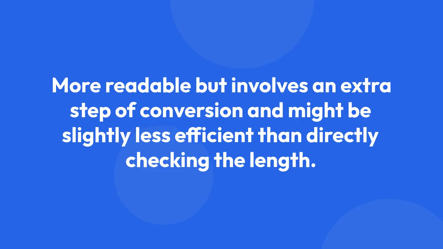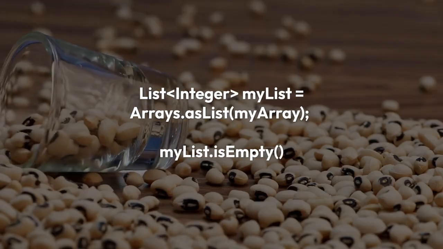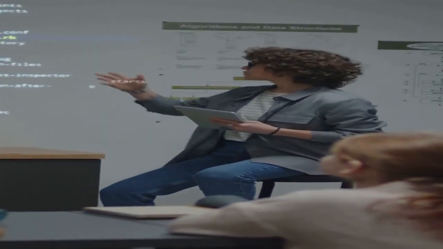checking the length. For instance, List<Integer> myList = Arrays.asList(myArray) creates a list from myArray, and then myList.isEmpty() will return true if the list, and thus the original array, is empty. Remember, modifications to the list don't affect the original array.